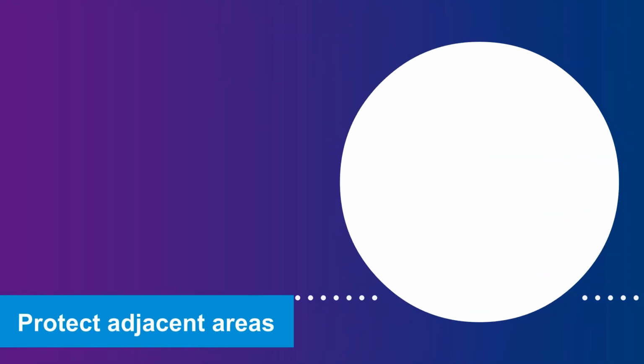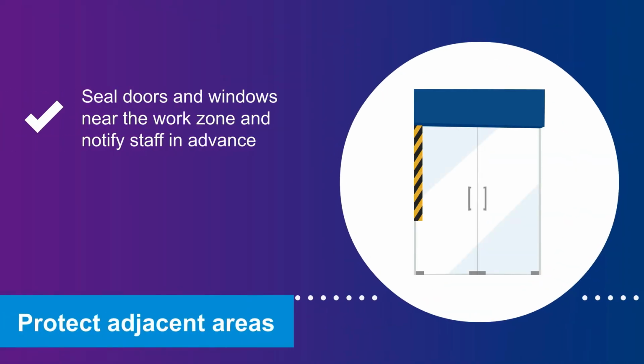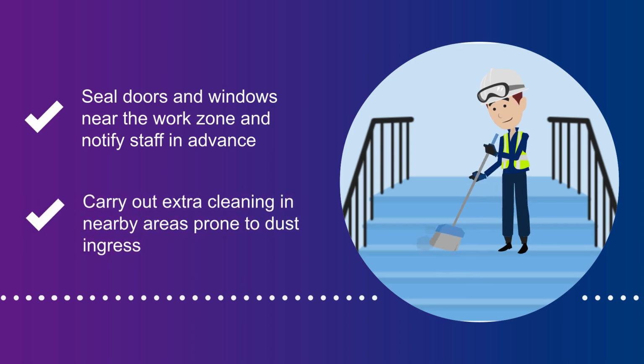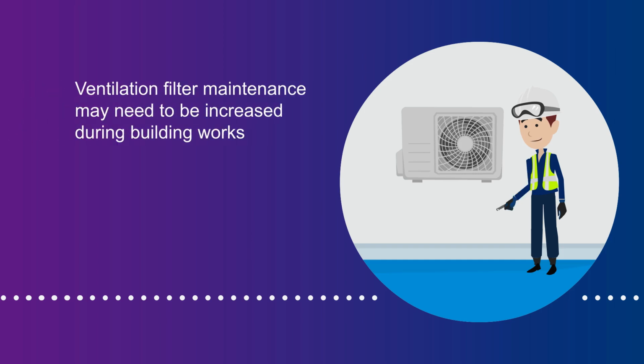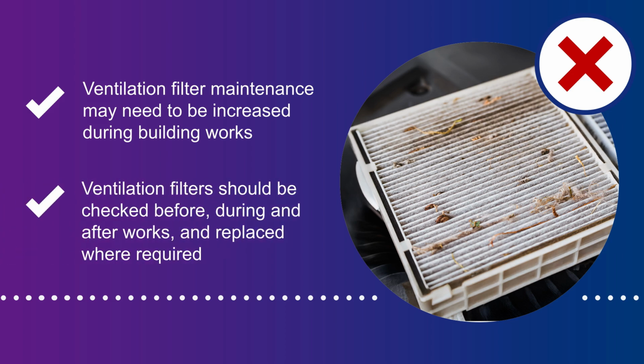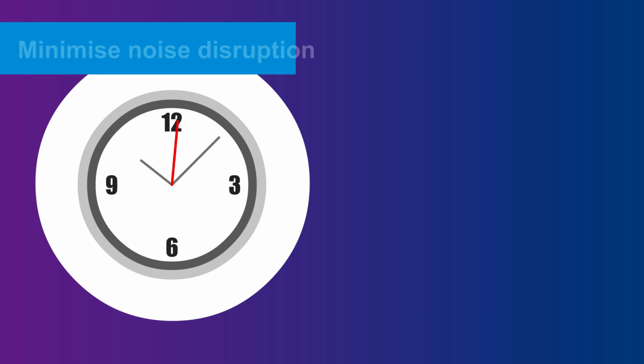Protect adjacent areas. Seal doors and windows near the work zone and notify staff in advance. Carry out extra cleaning in nearby areas prone to dust ingress. Schedules for checking, cleaning and replacing ventilation filters may need to be increased during construction or refurbishment activities. If dust loads are high, ventilation filters should be checked before, during and after works and replaced where required.